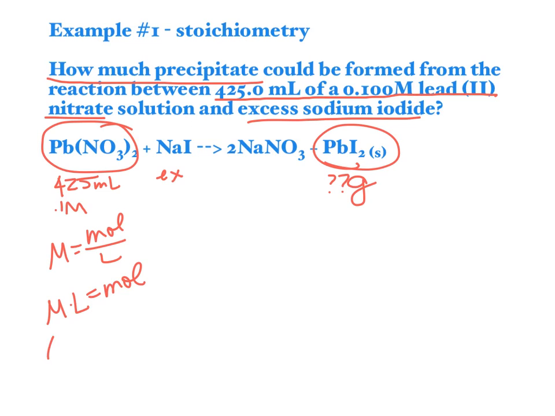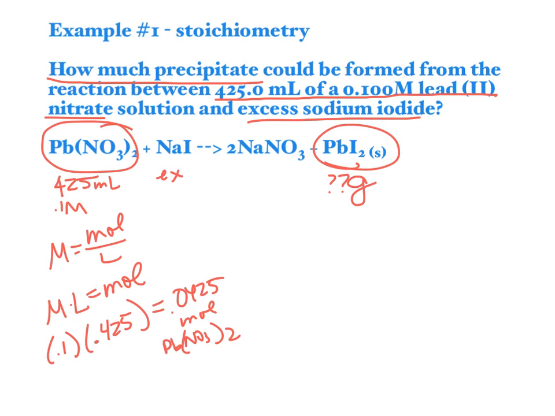My molarity is 0.1. My liters is 0.425. Please don't forget to convert that to liters so that you get the correct answer on this one. Otherwise, your calculations are not going to come out well. By the time I do this out, my moles is 0.0425 moles of Pb(NO3)2.